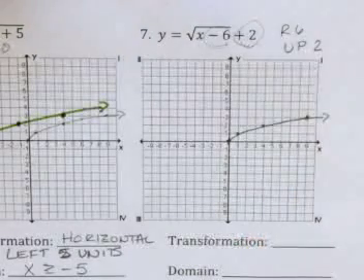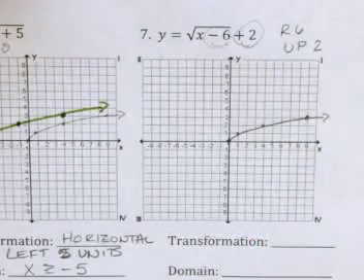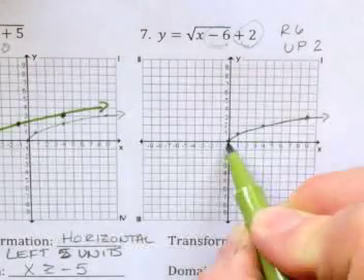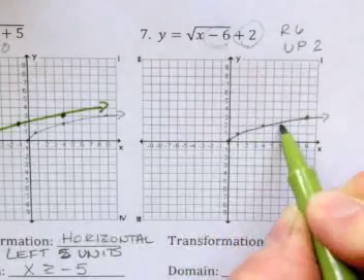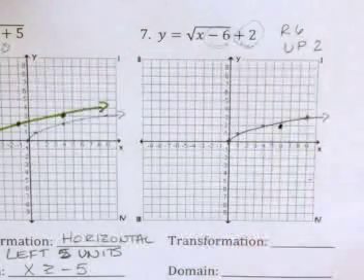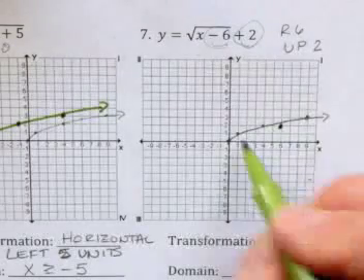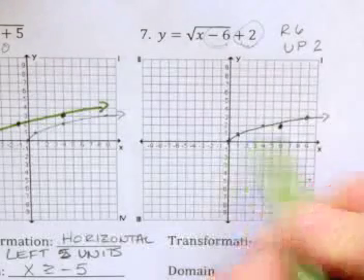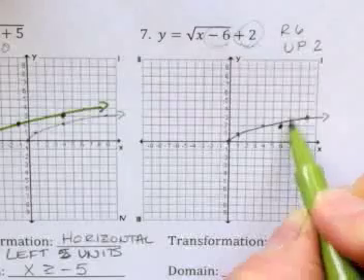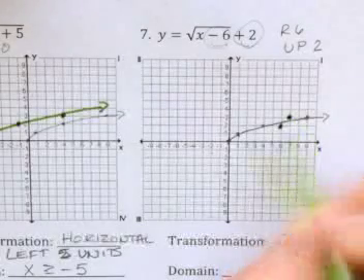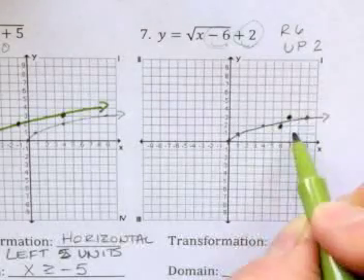And now I'm going to take (0, 0) and go right 6 and up 2. So I have a point at (6, 2). I'm going to take (1, 1) and go right 6 and up 2. And that would give me a point at (7, 3).